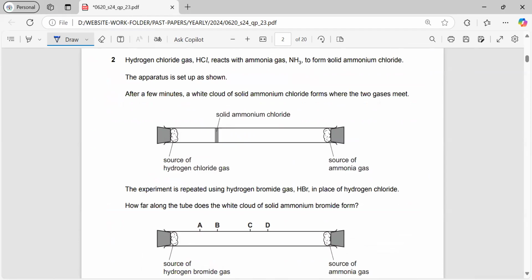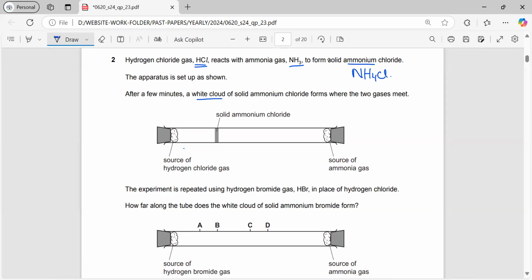Now, question number 2. Hydrogen chloride gas, HCl, reacts with ammonia gas to form solid ammonium chloride. So, hydrogen chloride gas reacts with ammonia to form ammonium chloride, whose formula is NH4Cl, and it's a white solid. The apparatus is set up as shown. After a few minutes, a white cloud of solid ammonium chloride forms where the two gases meet.